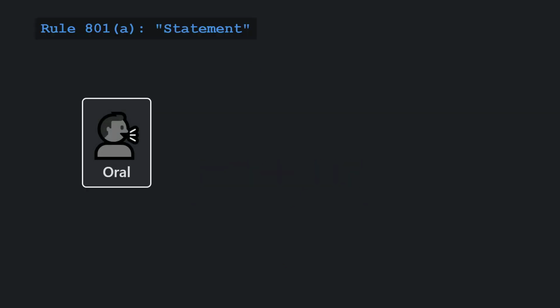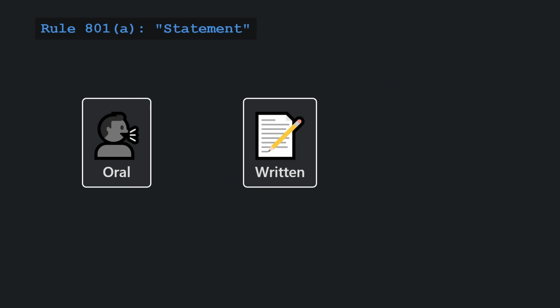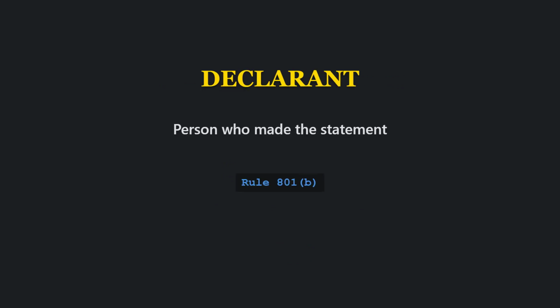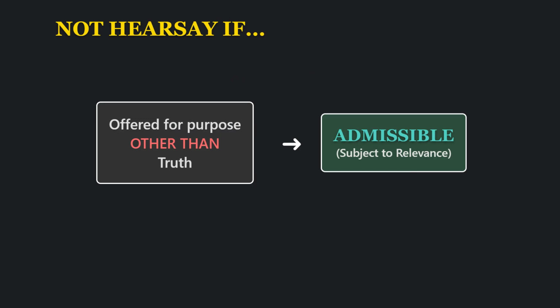A statement includes a person's oral or written assertion. It also includes nonverbal conduct intended as an assertion, according to Federal Rule of Evidence 801(a). The declarant is the person who originally made the statement, defined in Federal Rule of Evidence 801(b). If the statement is offered for any purpose other than proving the truth of the matter asserted, it is not hearsay. Non-hearsay statements are admissible, provided they meet the standard rules of relevance.